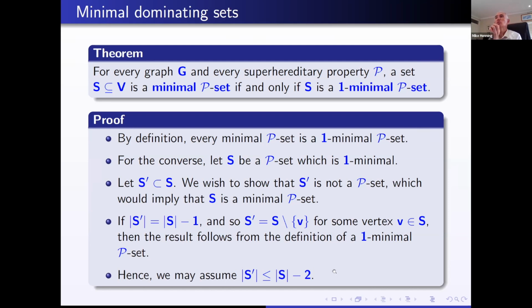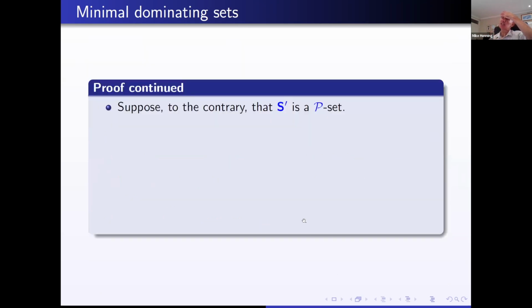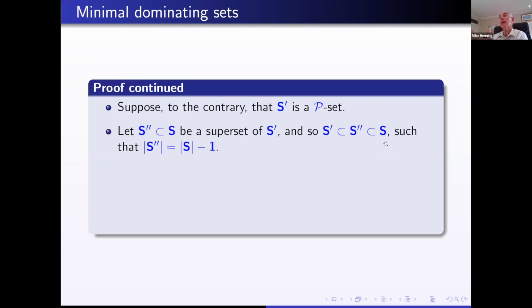Well, we have to use the superhereditary property. So what we do is, from the set S prime, we pick a superset of cardinality S minus 1. Let's suppose to the contrary that S prime is not a P set. Now remember, S prime has cardinality less than or equal to S minus 2. So let's pick a superset S double prime of S prime, but I want it to be a proper subset of S, and I want it to have cardinality S minus 1.